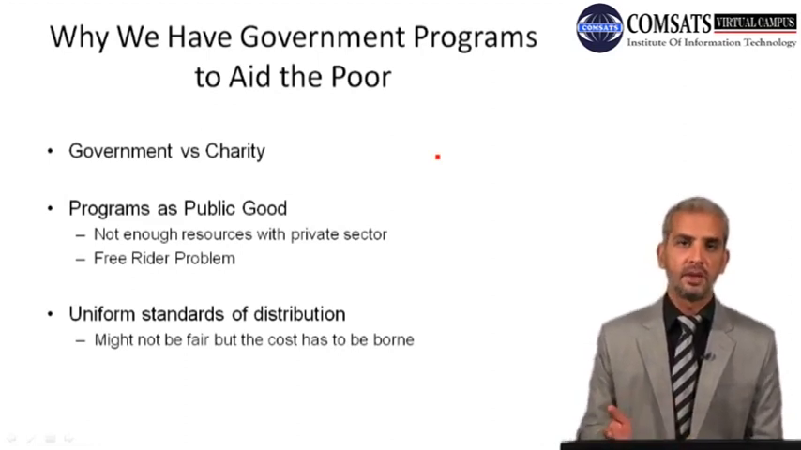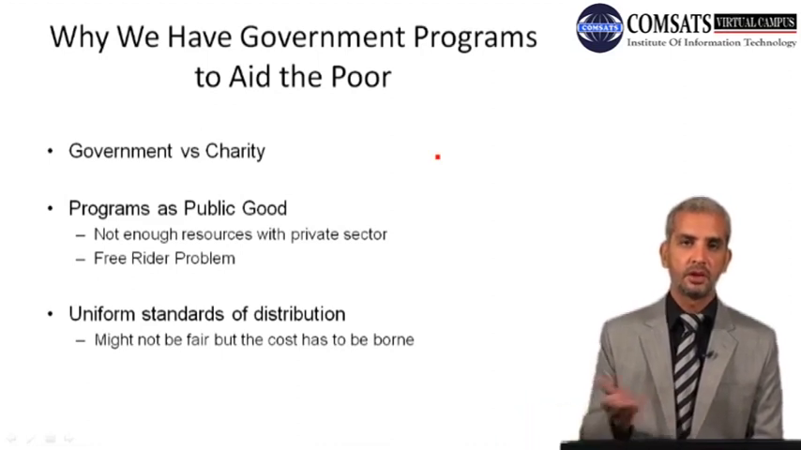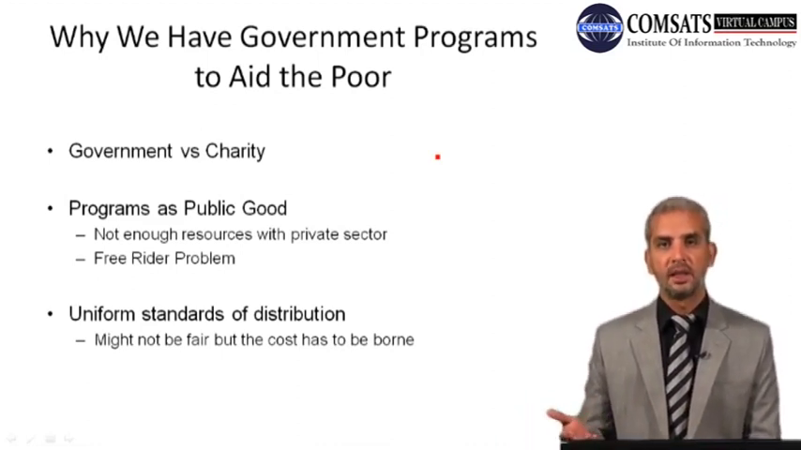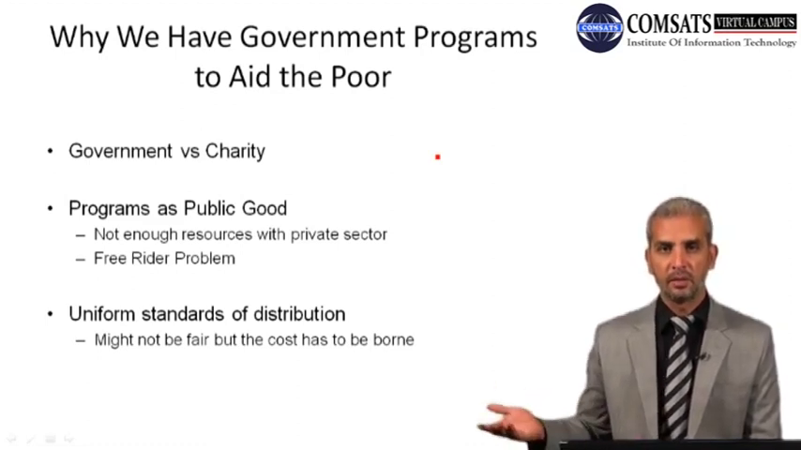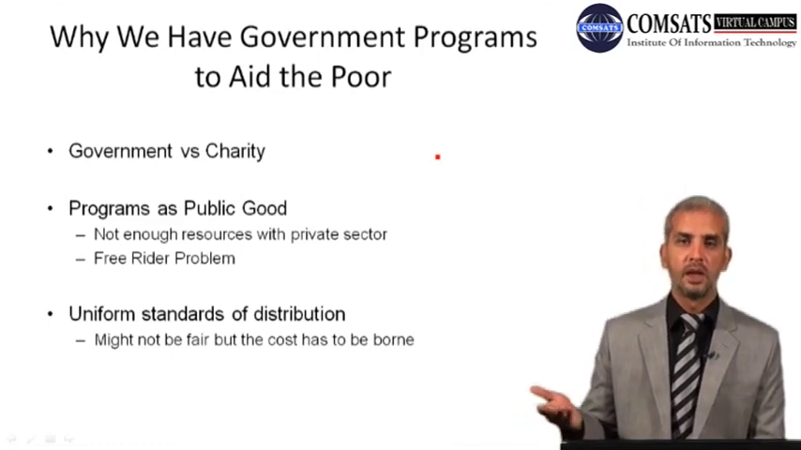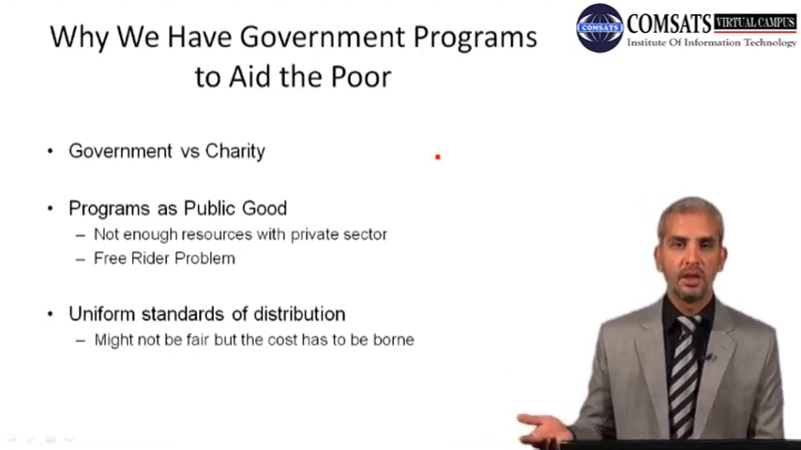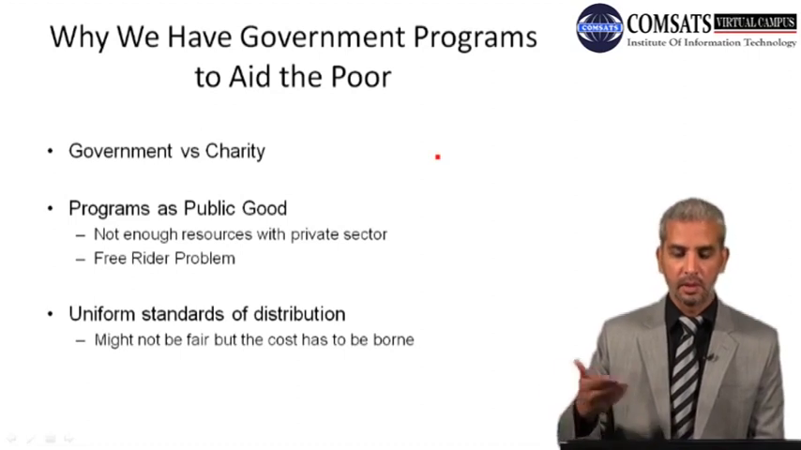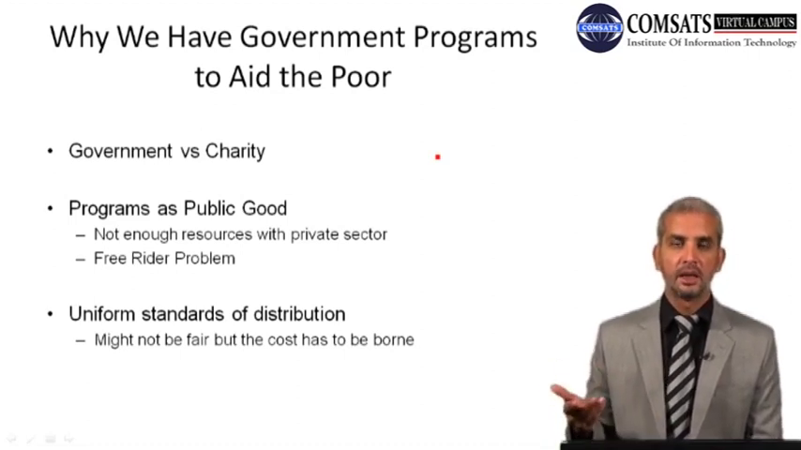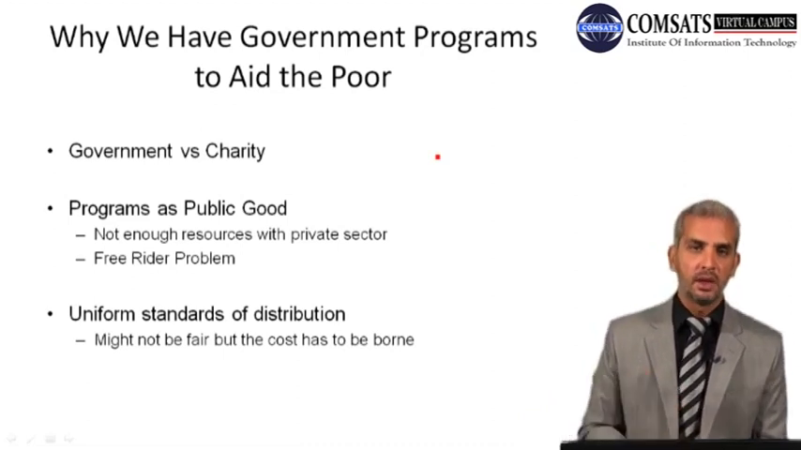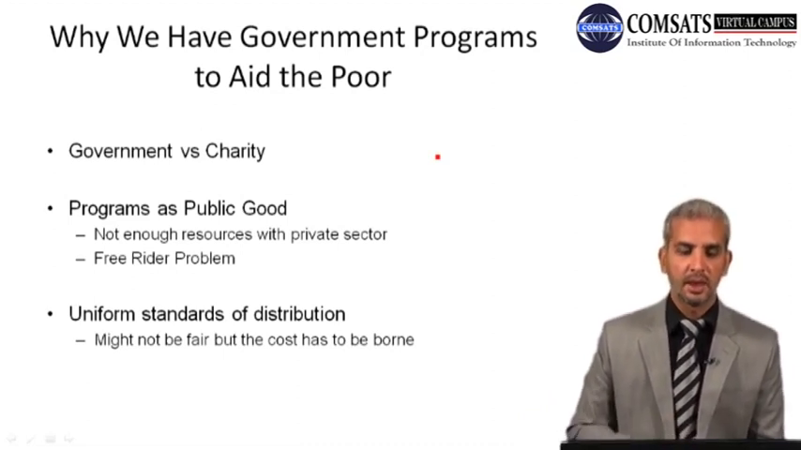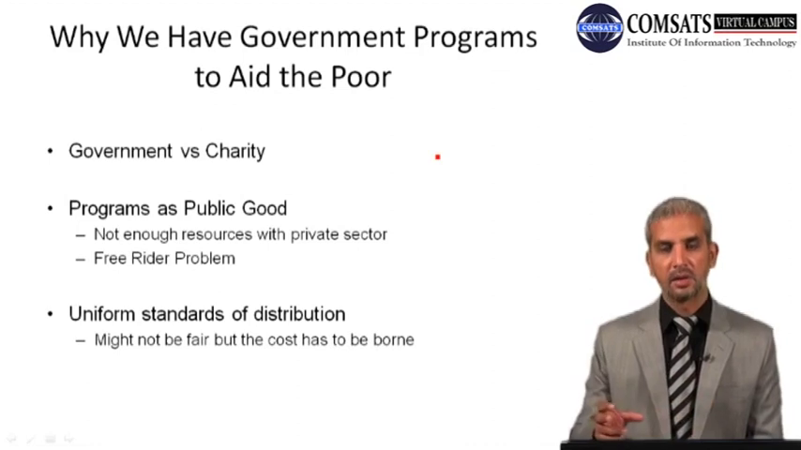Government versus charity would mean whether to depend on the charitable institutions or the government, and we discussed that charitable institutions might not be sustainably able to support the poor, to provide the aid, because they are dependent on funds, and since it is a public good, there are issues of free riders inherent in that system, and in times of recessions they would not be able to support it. So it is basically the responsibility of the government, and that is, as mentioned in the heading, why we have government programs to aid the poor.